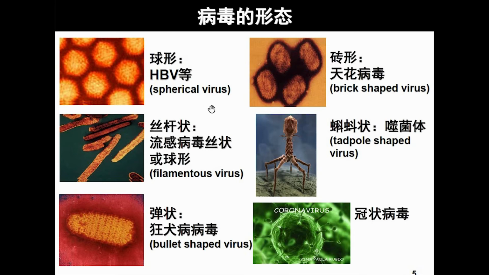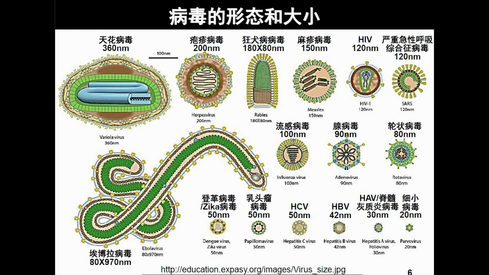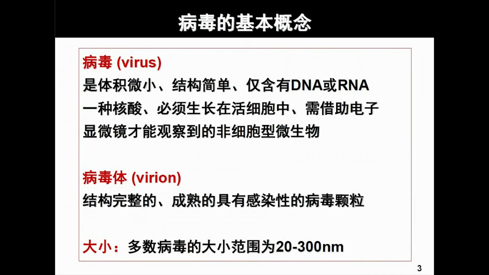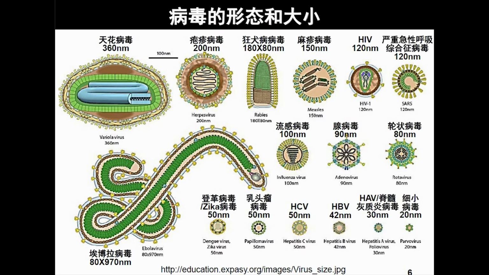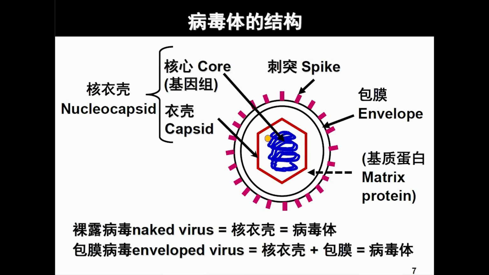And for morphology, there are different types: spherical, like a ball, brick shape, filamentous virus, tadpole shape, bullet shape. Then size. Normally, as we already read, size is 20 to 300 nm, where nm is nanometer. What is the smallest one? Parvovirus is the smallest. The biggest one is the giant virus, also called virally virus.